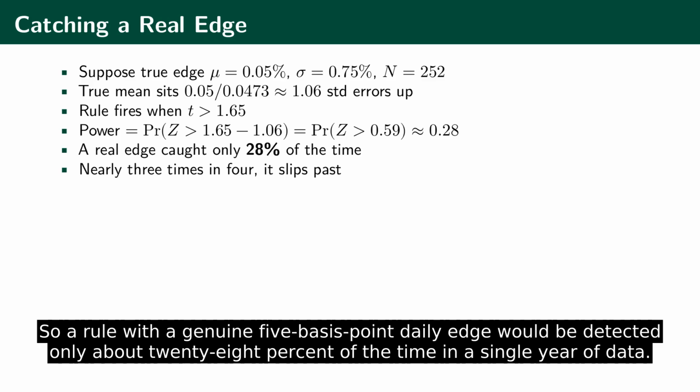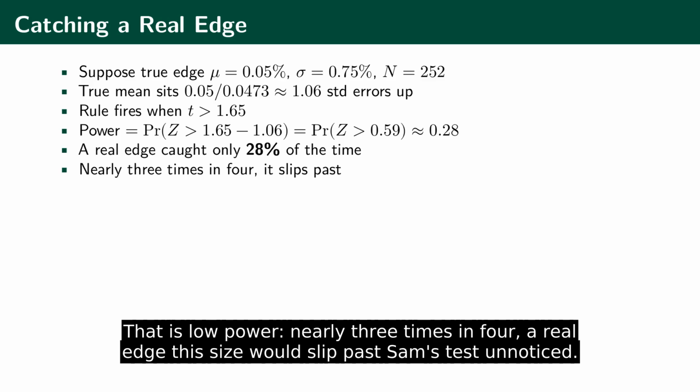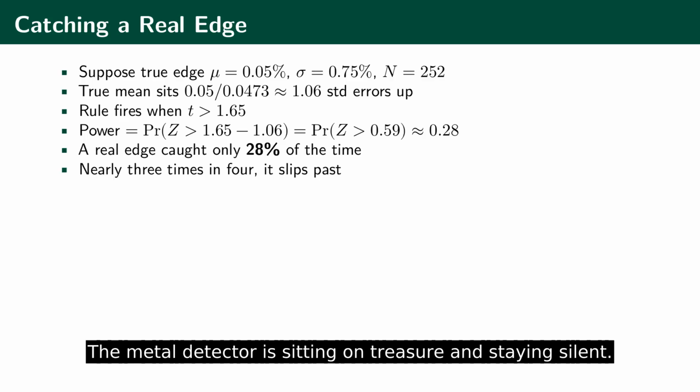So a rule with a genuine 5 basis point daily edge would be detected only about 28% of the time in a single year of data. That is low power, nearly 3 times in 4. A real edge this size would slip past Sam's test unnoticed. The metal detector is sitting on treasure and staying silent.